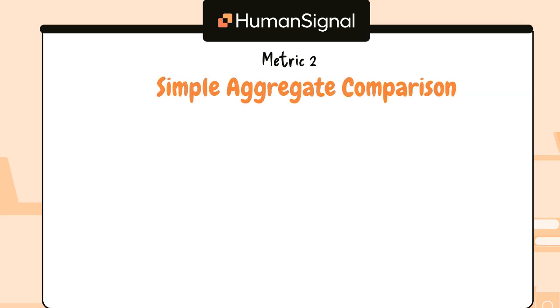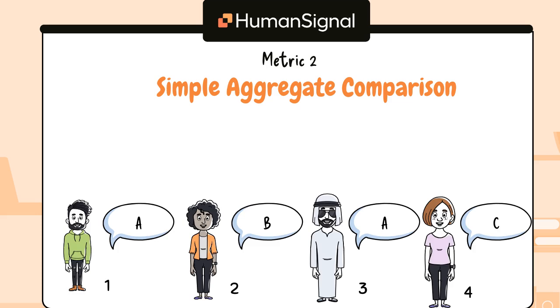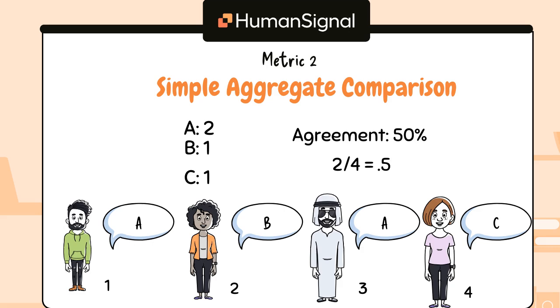Another type of metric we can calculate is an aggregate metric. In this case, we'd want to compare all of the answers at one time and take a majority rules approach. Let's work through this example together. We'll use the same labeling setup as before, with the 4 annotators selecting from 3 choices as shown. In this case, we counted the number of times each answer appears. A appears twice, B and C each appear once. This gives us an agreement of 50% overall, because 2 annotators selected the majority answer out of 4 total annotations.